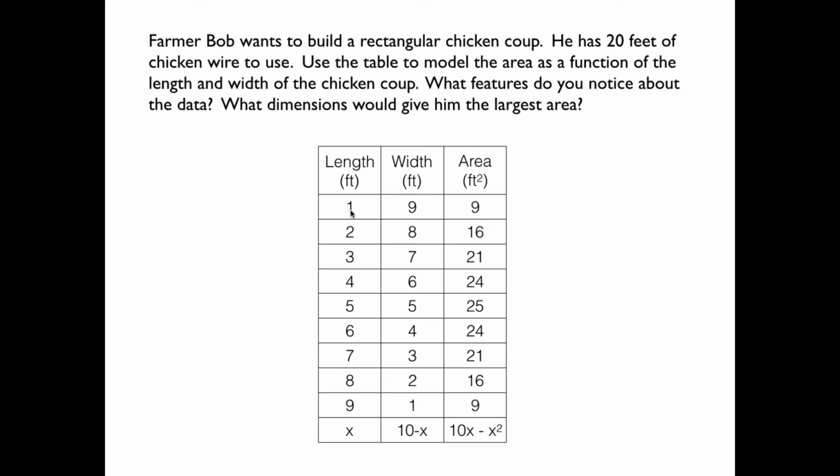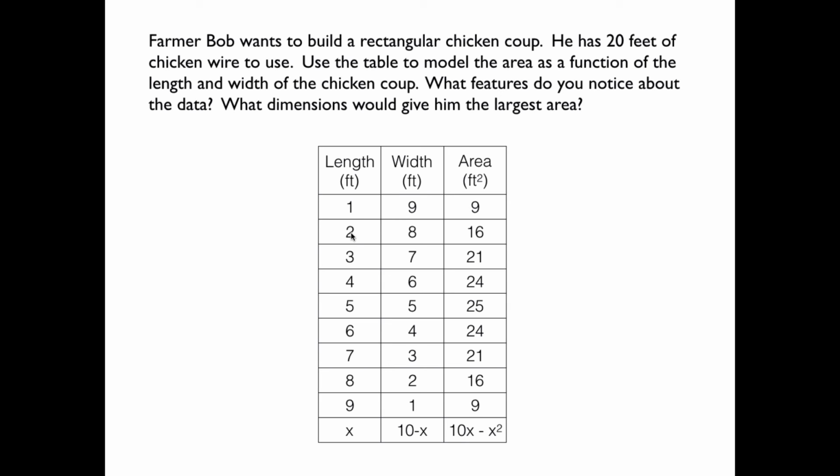So if the length of the chicken coop is 1 foot long, then the width would have to be 9 feet long. If the chicken coop is rectangular, we can see that the perimeter would be 2 times the length plus 2 times the width. 2 times 1 is 2, 2 times 9 is 18, for a total perimeter of 20 feet. And as stated in the problem, he only has 20 feet of chicken wire to use. Now with these dimensions, the area would be 9 square feet. 1 times 9 is 9.